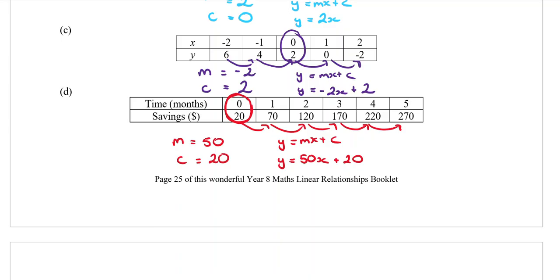Okay, and that's it. So instead of x and y, though, I should change that into the words that are on my diagram here. Instead of y, I actually have savings. So savings are going to be equal to 50 times by the time, and then plus the 20. So that's just using the words in the table instead of the x and the y that we're used to.